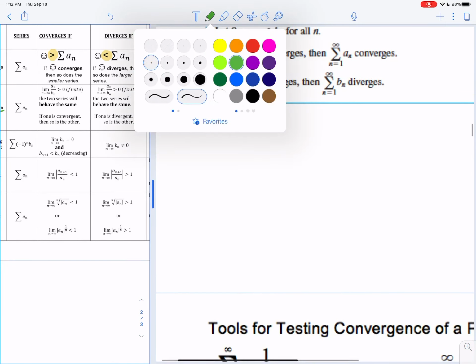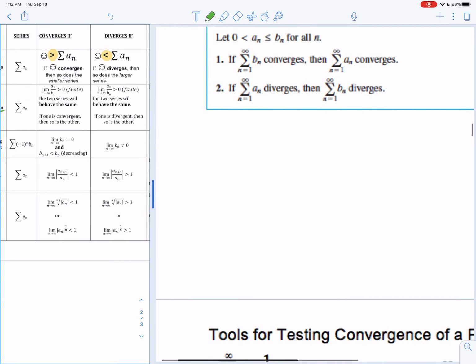Let's say that, how come that doesn't work? That's strange.